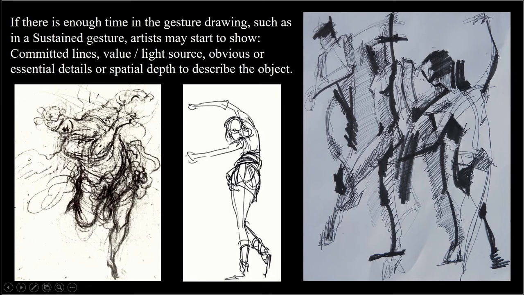Here we have committed lines, where all of these lines that are in here are not committed until you get to these outside edges and inside edges that they're very sure of. And here they're starting to put in value sources, darknesses that you might see where one leg is catching more value than another leg that's crossed over it, and stuff like that.